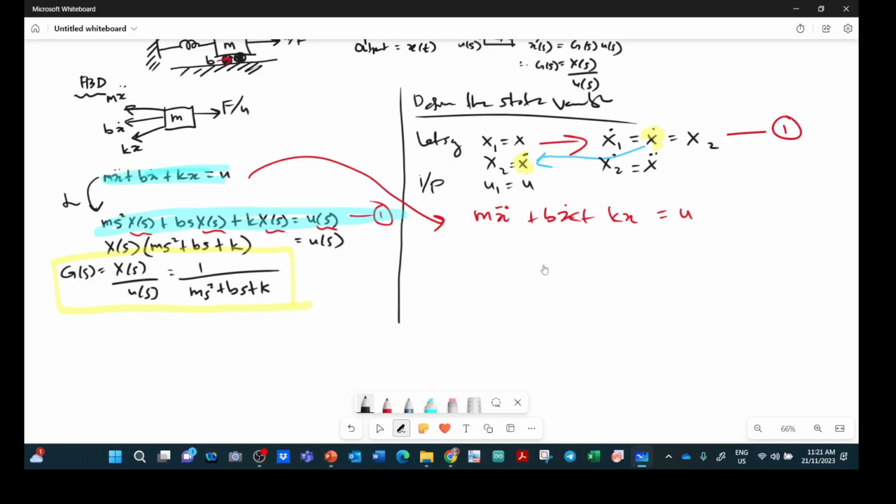Okay, so based on that, we now can actually express this equation in terms of the new state variable. Express using the state variable. So you have mx double dot, which is x2 dot, plus bx dot, x dot is x2, plus kx, x is x1, equal to u, which is u1, the one that we defined here.